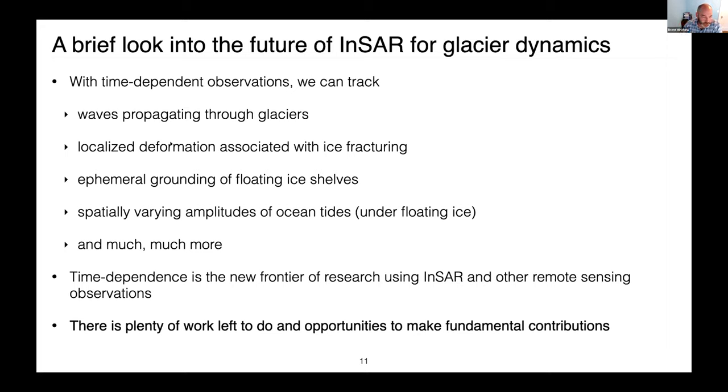Because this is one of the essential features for better understanding how glaciers and ice sheets are going to evolve as the climate changes. We can look at and we can understand ephemeral grounding of the floating ice shells. So that map of the grounding line we talked about before, that's picked out from InSAR observations, as we'll talk about in a bit. It's basically looking at the change in the vertical displacement that's picked up by InSAR over the floating ice shells. And finally, we can look at spatial variability, spatially varying amplitudes of the ocean tides under floating ice.